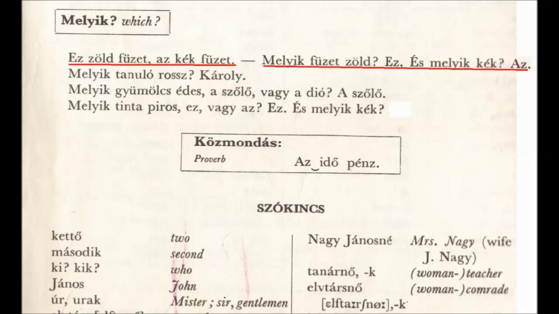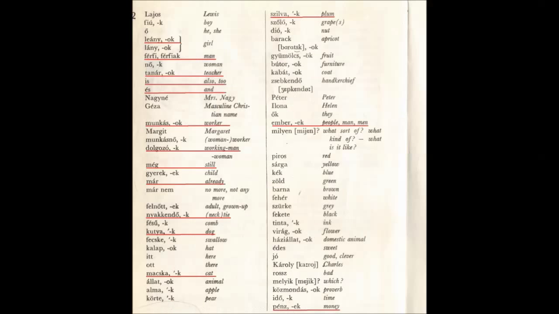Ez kék füzet, that is a blue exercise book. Melyik kék? And which one is blue? Melyik füzet zöld? Which exercise book is green? Ez. This one is. Ez melyik kék? And which one is blue? Ez. That one is.